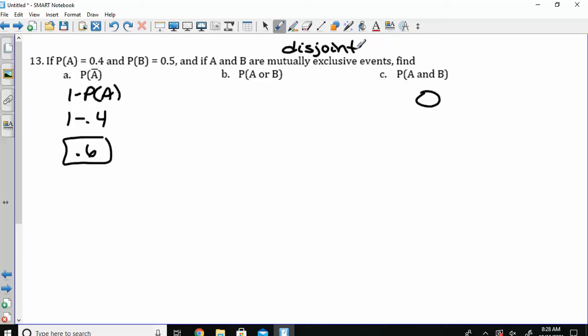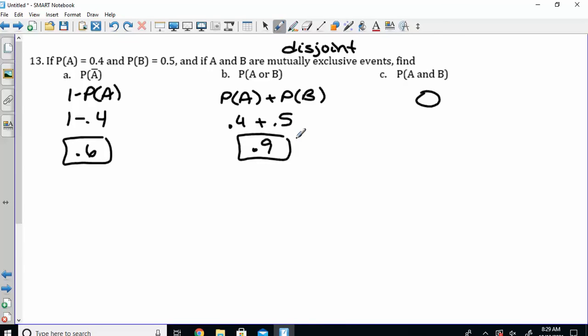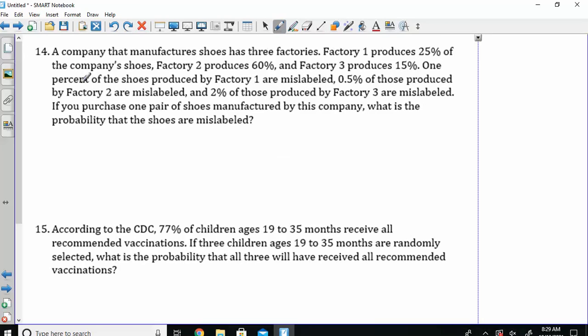You get 0.6. If they are mutually exclusive, that's the same thing as saying disjoint. If you look at your formula sheet, then the probability of A or B is just probability of A plus probability of B. And you get 0.9. So far, so good?